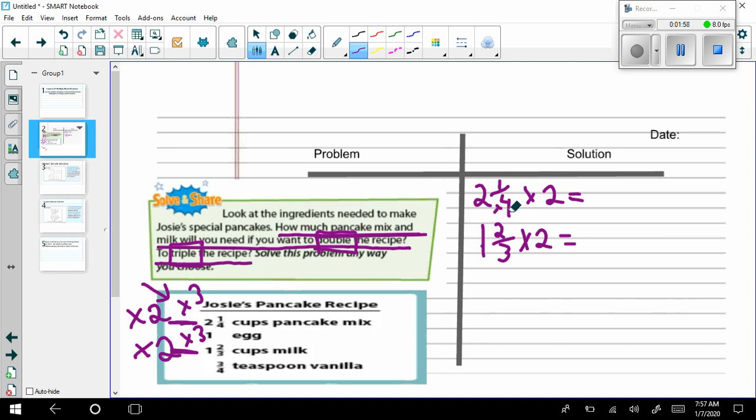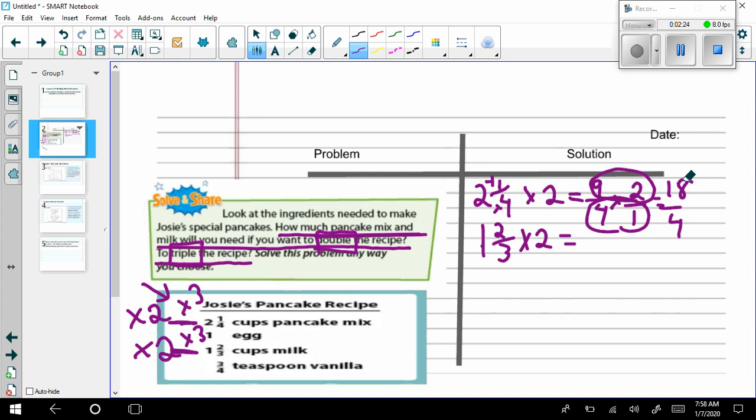So we're going to take 4 times 2, which is 8, plus 1, which is 9. So now we have 9/4 times 2. We know when you're multiplying it by a whole number, you're going to put a 1 underneath it because that's not going to change the value of the whole number. And then you're going to multiply the numerators together. 9 times 2 is 18, and 4 times 1 is 4.